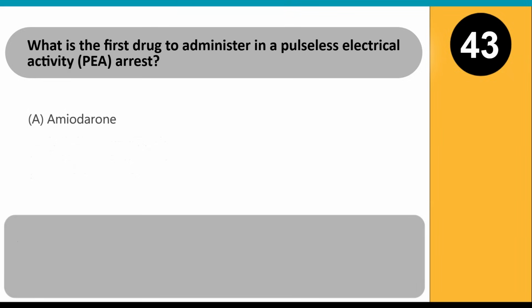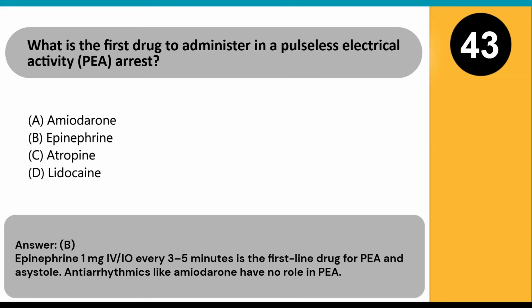What is the first drug to administer in a pulseless electrical activity, PEA, arrest? A. Amiodarone. B. Epinephrine. C. Atropine. D. Lidocaine. Answer: B. Epinephrine 1 mg IV/IO every 3 to 5 minutes is the first-line drug for PEA and asystole. Antiarrhythmics like amiodarone have no role in PEA.